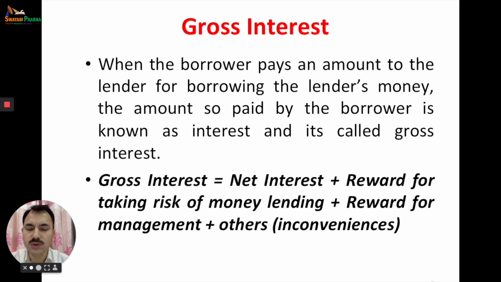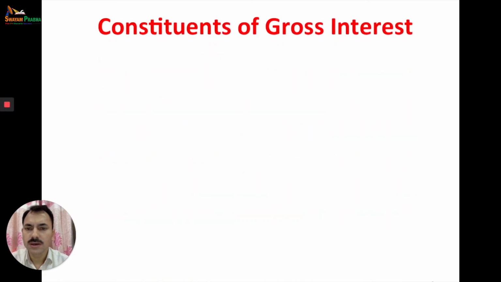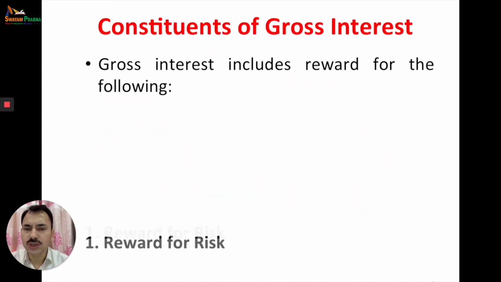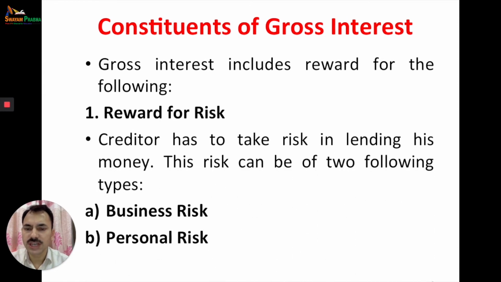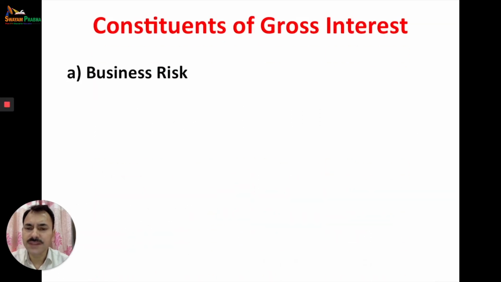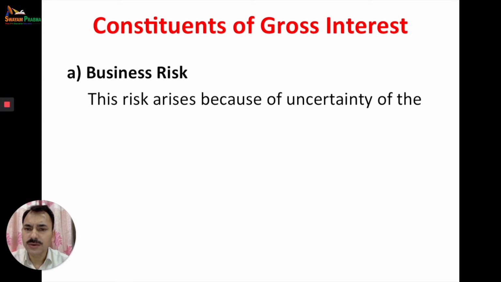Gross interest is equal to net interest plus a reward for taking risk of money lending, plus reward for management and other inconvenience. Basically, the gross interest includes reward for risk, and risk may be of two types. It can be business risk or personal risk. Business risk arises because of uncertainty of the business.